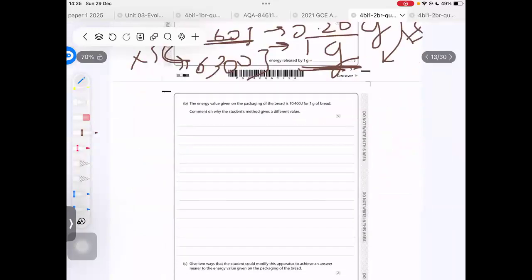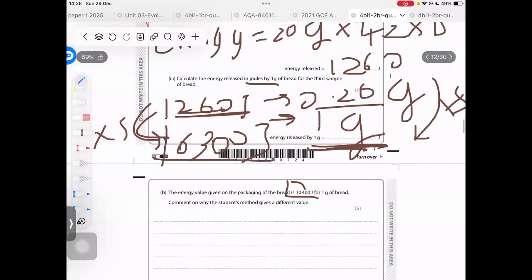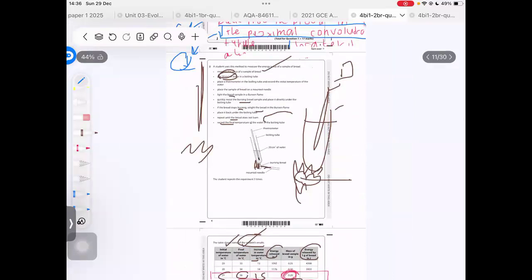Right, now that is done. Then they have said the energy value given on the packaging of the bread is 10,400 joules. But look at the value that we got: 6,300 joules. But 1 gram of bread actually has 10,400 joules. That means we have made some mistakes in our experiment. That's why we got a lower value than the actual value. We have a very big deviation. There can be some unreliable things that we have done in this experiment.